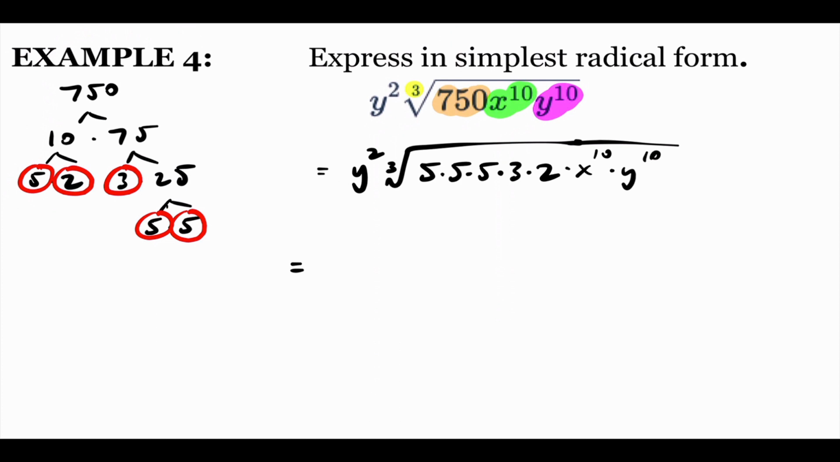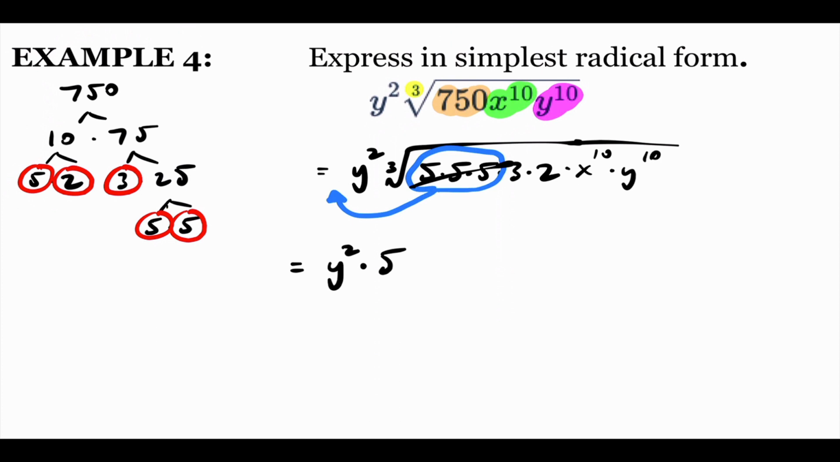So let's start with 750. Looking for triples, 3 of a kind. So I already have y squared in the front. How many 5s can come out in front? 1. 1 5. Not 3, 1 5. A lot of times you see 3. Oh, 3 can come. No, only 1, because there's only 1 triple. 3 and 2 have to stay.